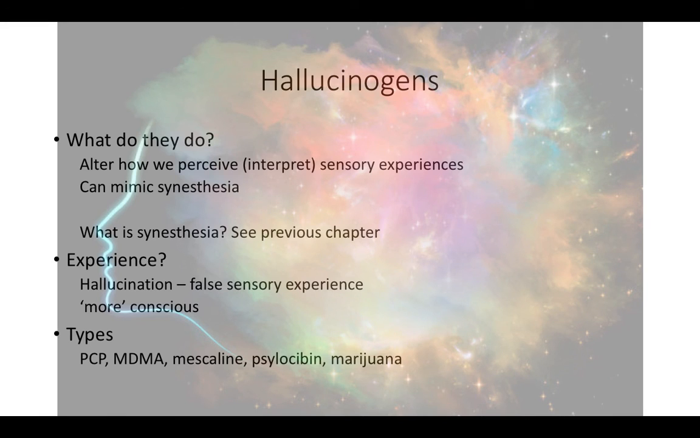Ecstasy or MDMA. Mescaline and psilocybin are natural hallucinogens. Psilocybin is found in shrooms. And then the most common one, marijuana, which is a mild intoxicant, can give you sensory distortions or hallucinations and kind of that feel-good feeling.